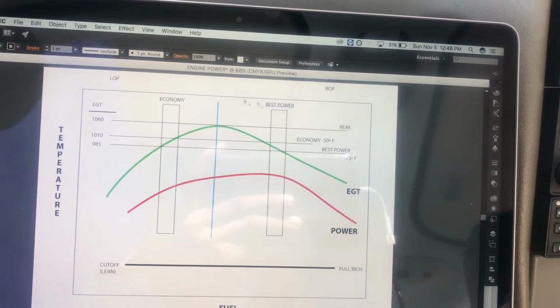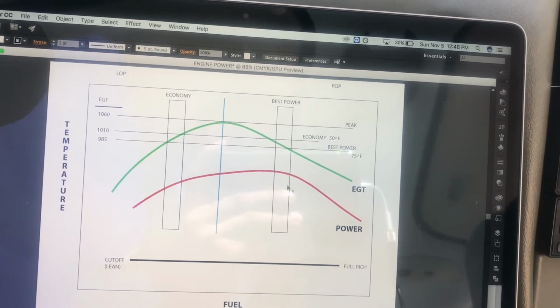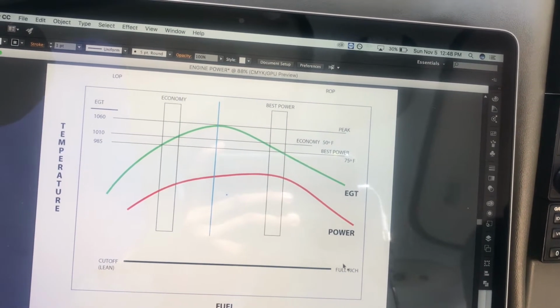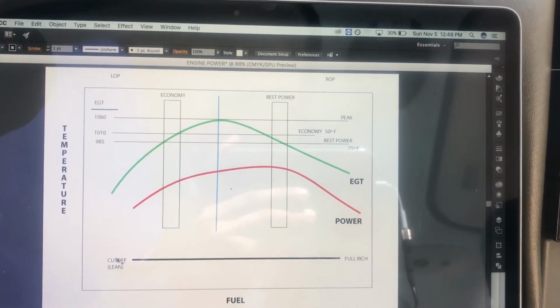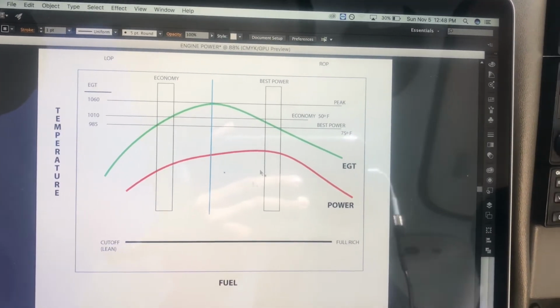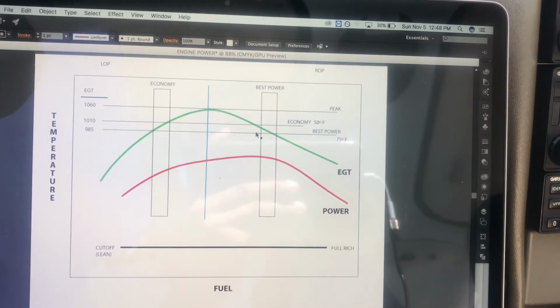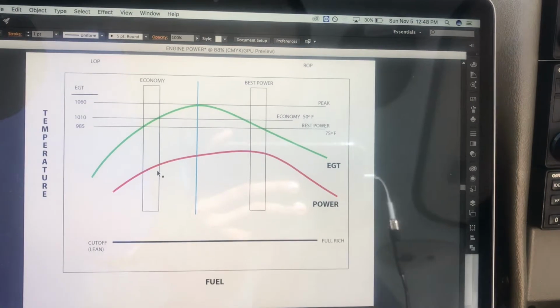and that will give us two specific zones we want to fly. One is the best power. One is the best economy. Usually, best power will consume more fuel. See, we're on the richer side. And the best economy will consume less fuel. We're on the lean side. Now, best power is going to give us more power, more speed, and best economy is going to give us less power, less speed. Nice.